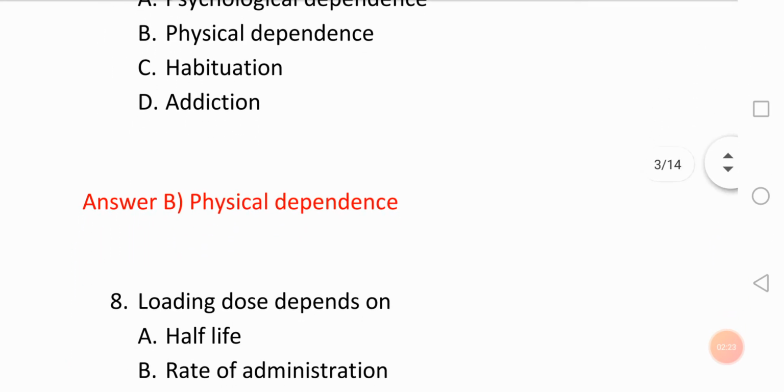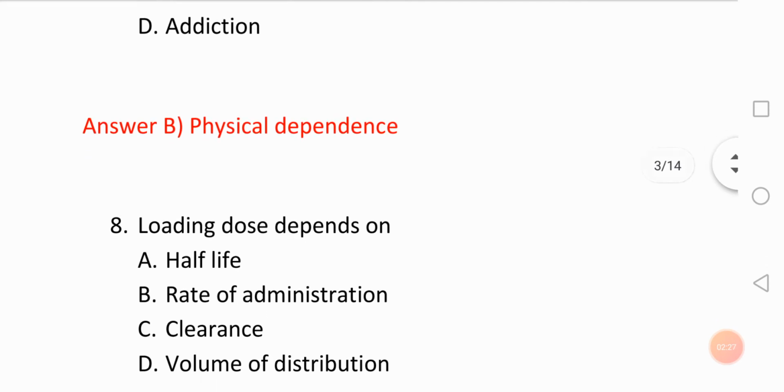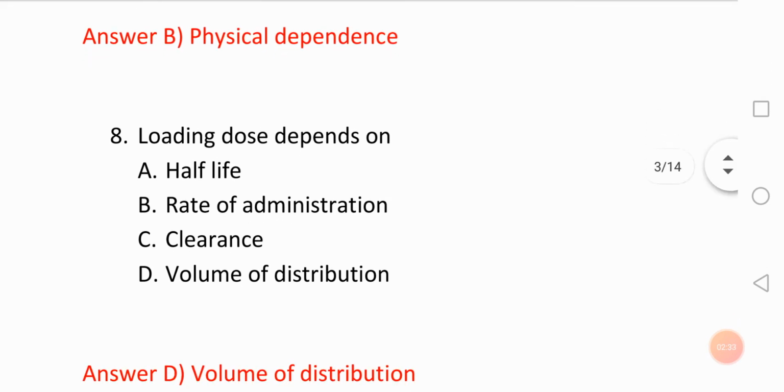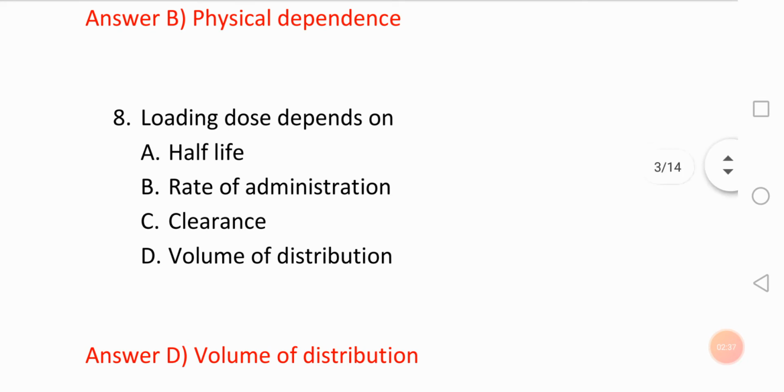Next question 8 part. Loading dose depends upon: A. Half-life, B. Rate of administration, C. Clearance, and D. Volume of distribution. And the answer is D part, volume of distribution. If volume of distribution is more, it means more amount of drug is in the tissue and less in the plasma. So it requires higher doses to achieve a particular plasma concentration.